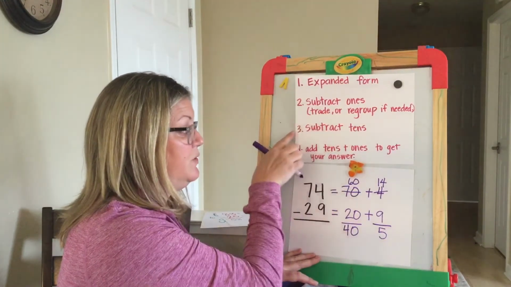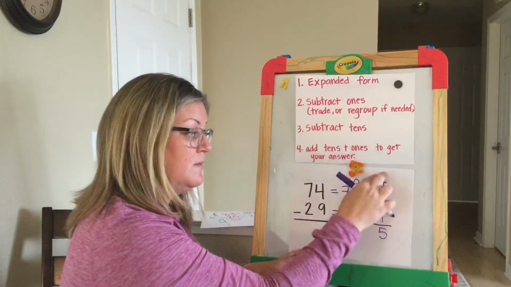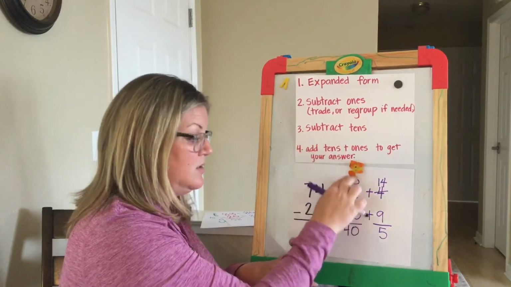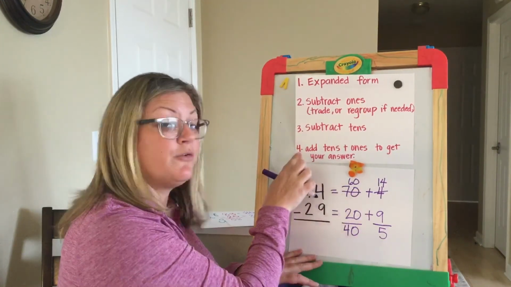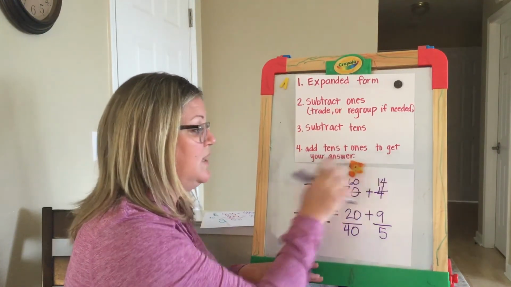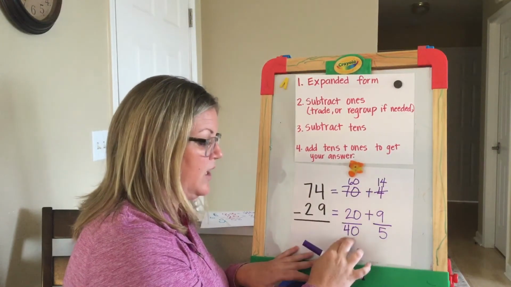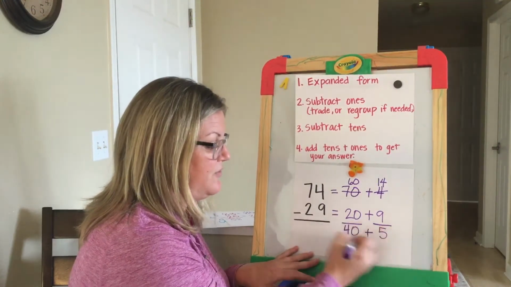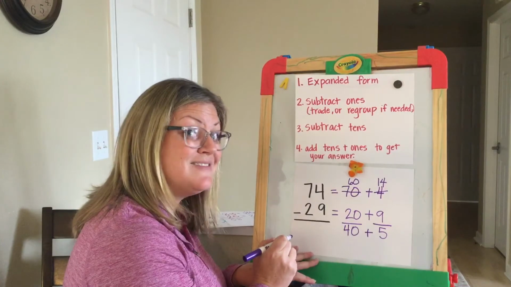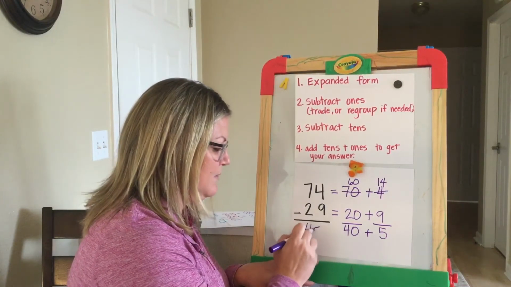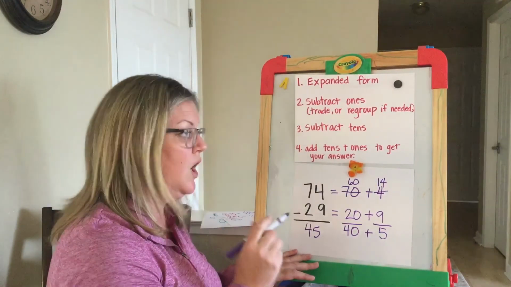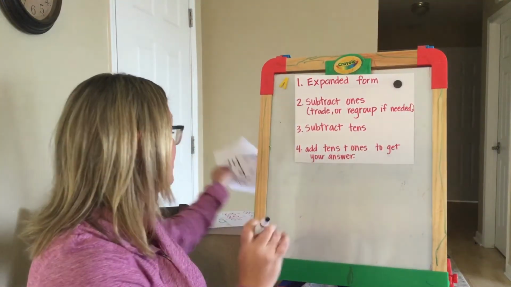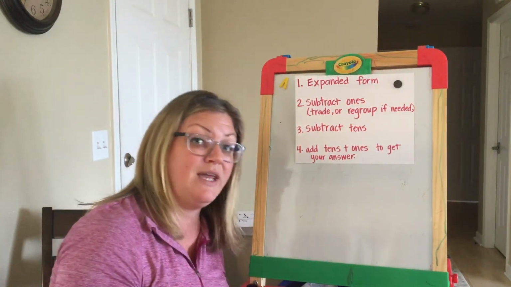So I just did steps 2 and 3. Subtract the 1s, boop. Subtract the 10s, zoop. Now number 4, add together your 10s and 1s to get your answer. 40 plus 5 is the same as, that's right, 45.